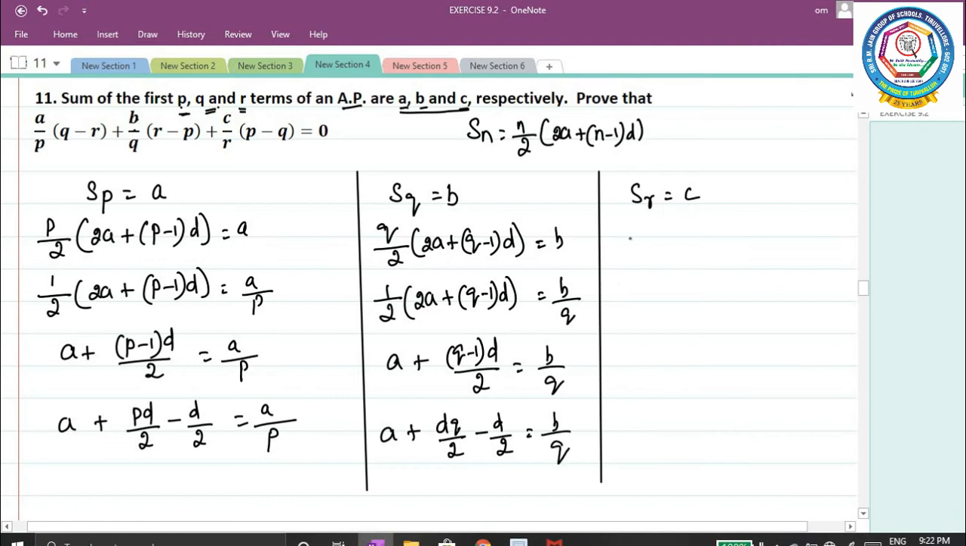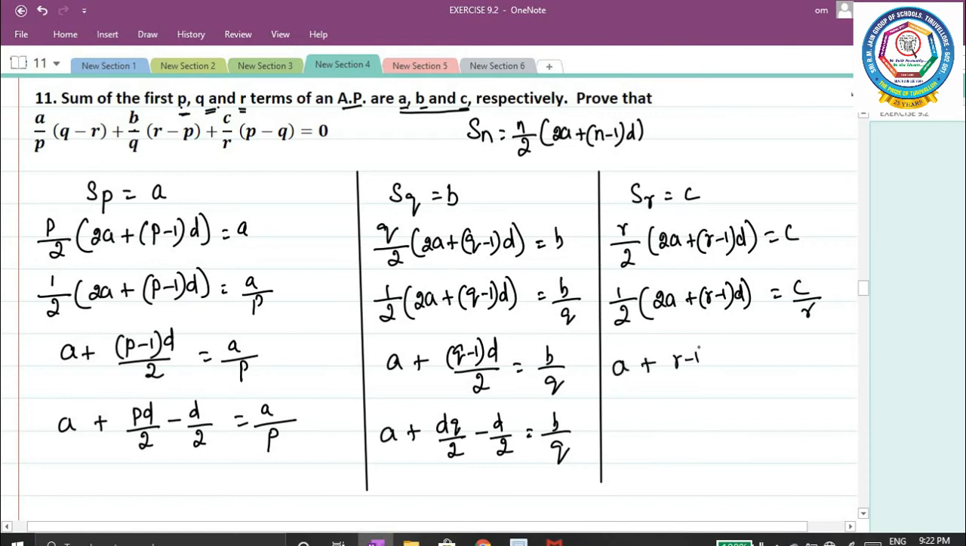Next SR equal to C. R by 2 into 2a plus R minus 1 into D equal to C. 1 by 2 into 2a plus r minus 1 into d equal to C by R. Then a plus r minus 1 into d by 2 equal to C by R. So a plus rd by 2 minus d by 2 equal to C by R.